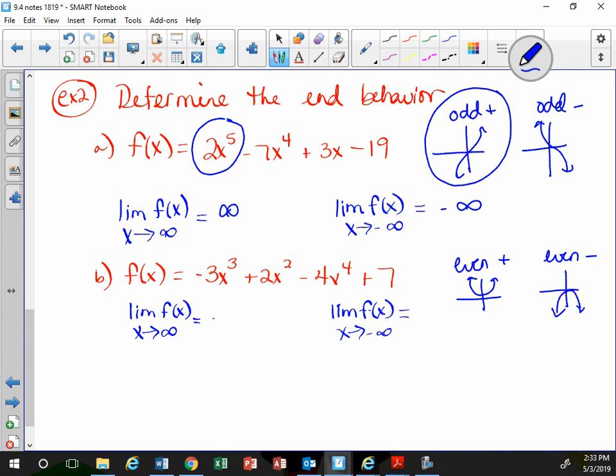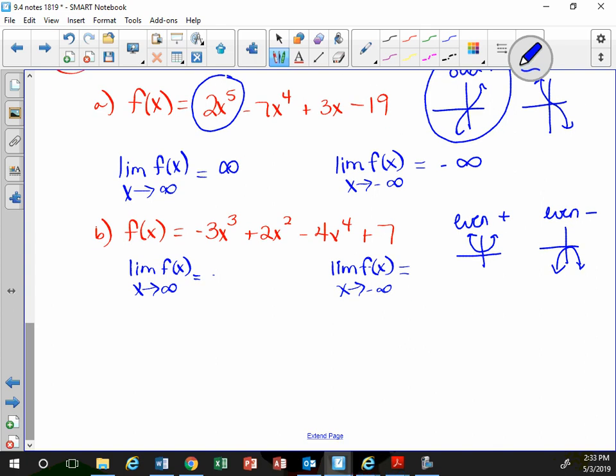Okay. All right, guys. So this one's not written in order. Where's the biggest exponent? Like, what do I care about? So it's actually this guy. So that's even and negative, right? So where are both ends going? Down. Down. Okay.